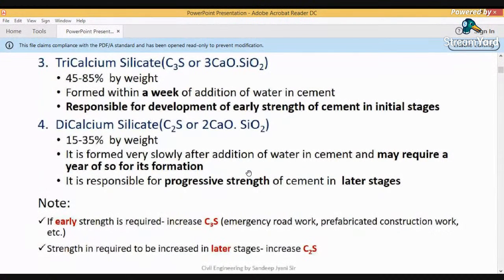If you want to design any dam, we don't want the strength to be gained very rapidly. Progressive strength is required in the case of dam design, like barrage design and weir design. There you can use cement with more C2S constituent, which we can call low heat cement. We will see the types of cement in the next class.